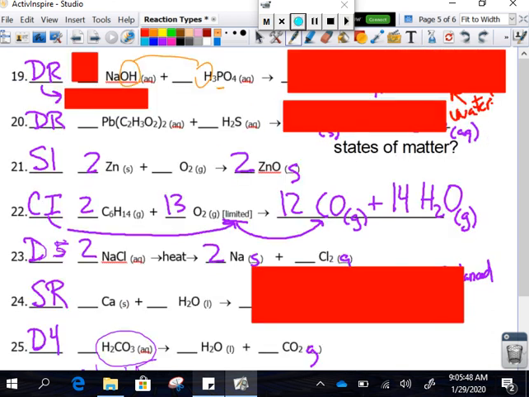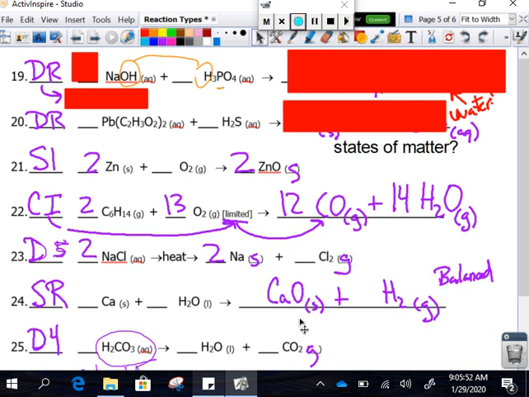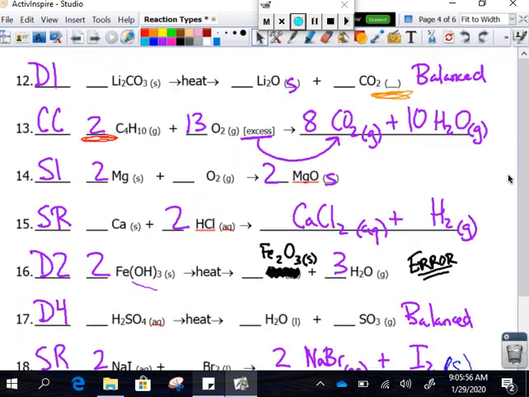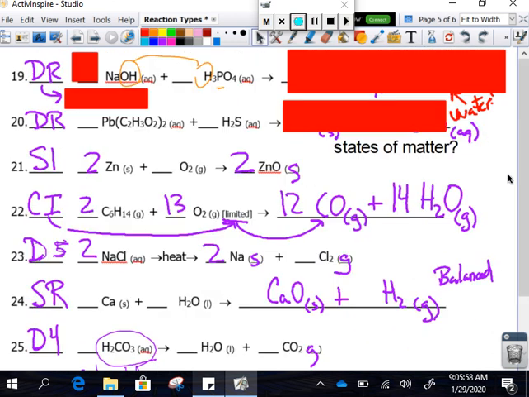24 as our last single replacement. Here we go. Calcium replaces the hydrogen and bonds with the oxygen. Okay. And I think that the only questions we have left now are these 2 double replacements. Yeah. So we've whittled it down to just the double replacements.